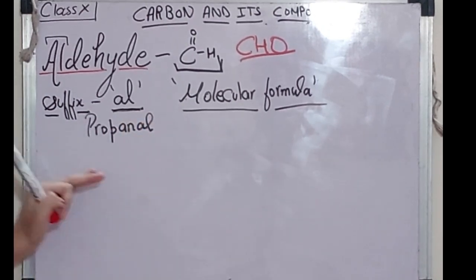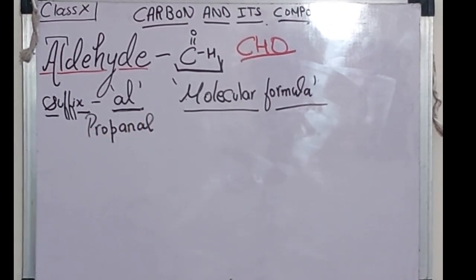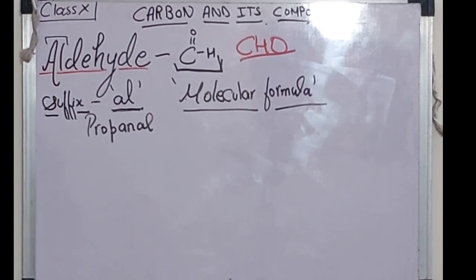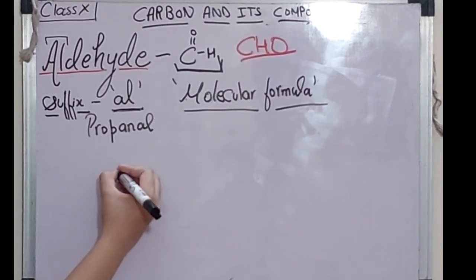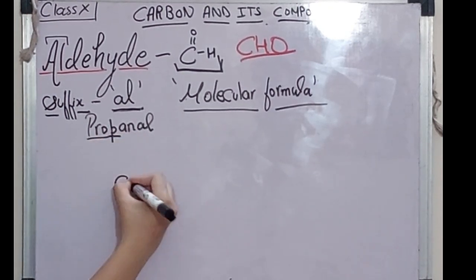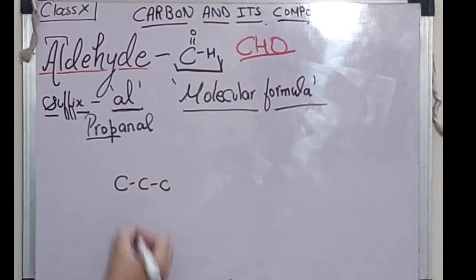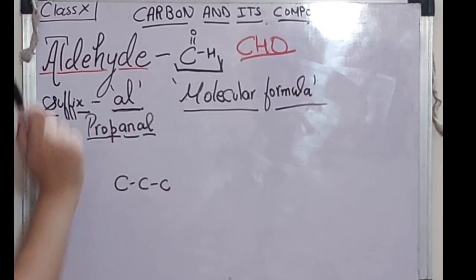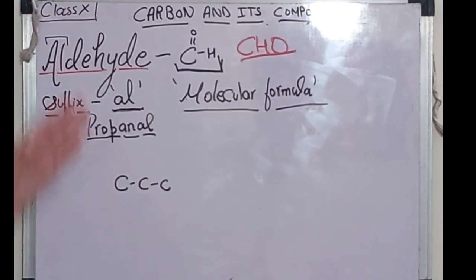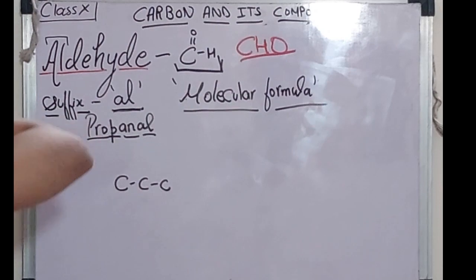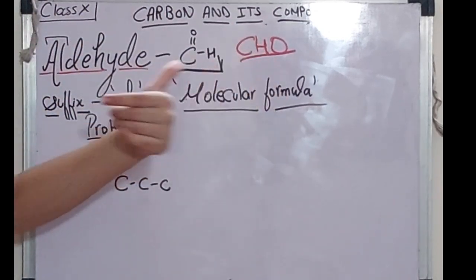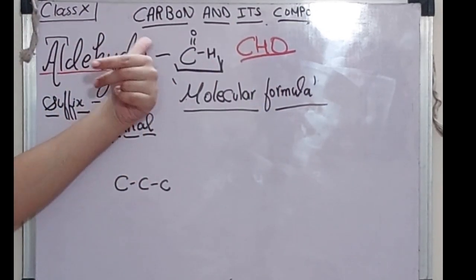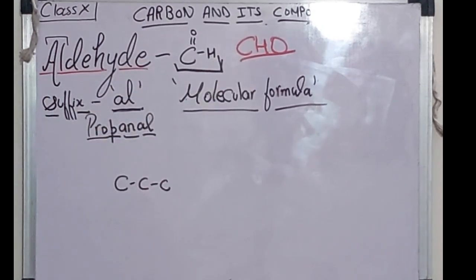First, just draw the structure of propanol. How will you do that? Prop means 3 carbon, 1, 2, 3. 'In' means single bond. 'Al' means the functional group CHO. Aldehyde means CHO, just remember it. If you see the suffix 'al', it means aldehyde. CHO means double bond with oxygen and single bond with hydrogen.